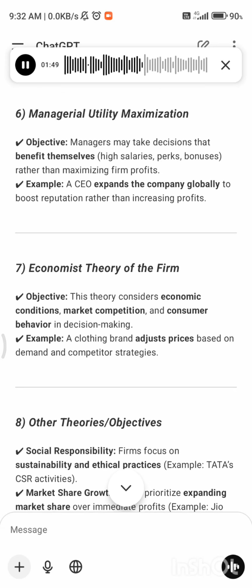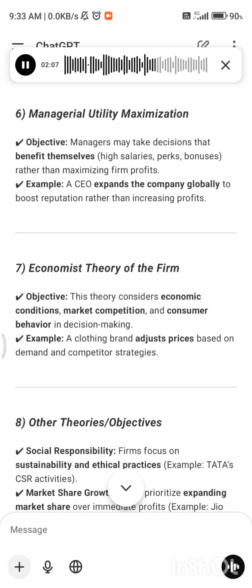6. Managerial utility maximization. Managers may take decisions that benefit themselves, high salaries, perks, bonuses, rather than maximizing firm profits. Example, a CEO expands the company globally to boost reputation rather than increasing profits.